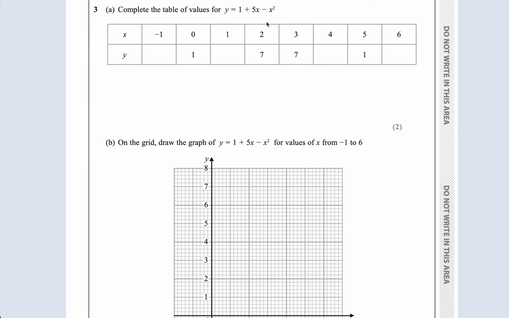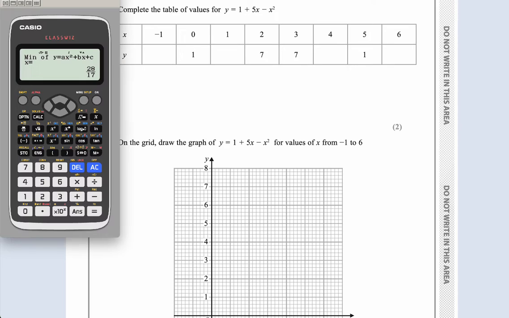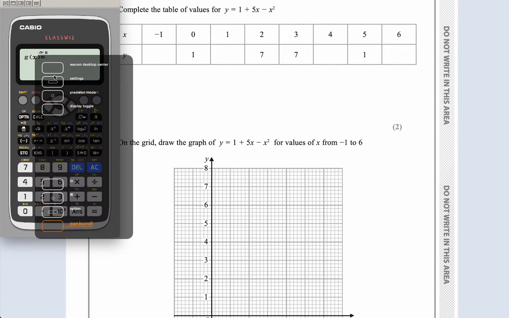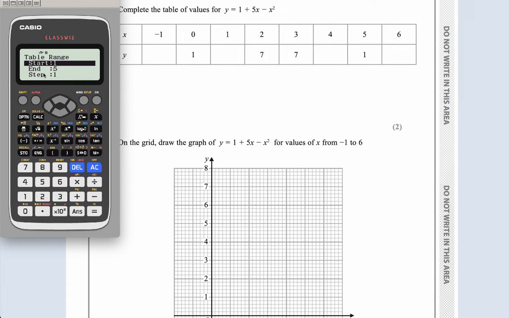Question 3, complete the table of values for this. You could sub in -1, 1, and 4, or you could use the calculator, which can nicely do it in the table. Click table, type in 1 plus 5x minus x squared. Press enter here for g of x, and the start is -1. The end is 6, because I'm going from -1 to 6. Step is 1, because we're just going up in ones, and I get this.